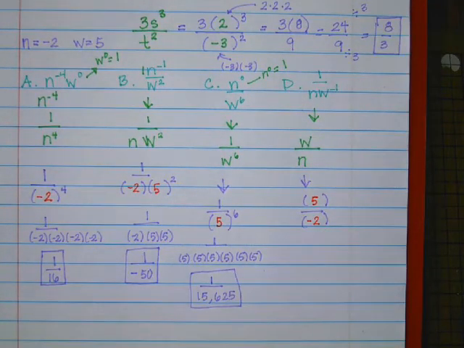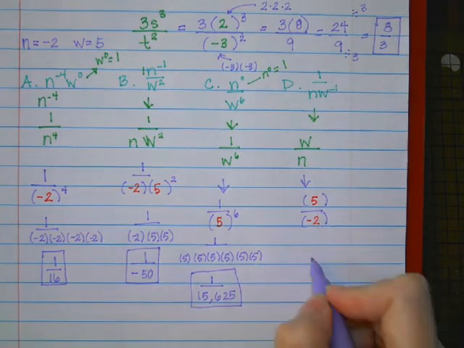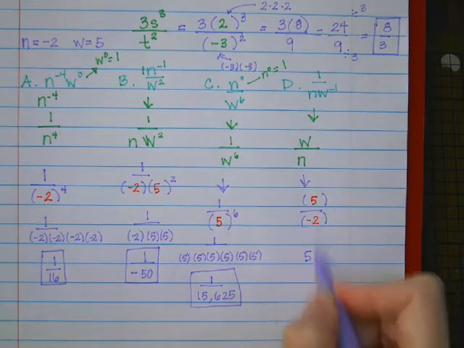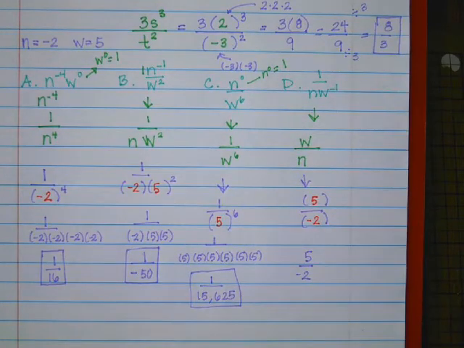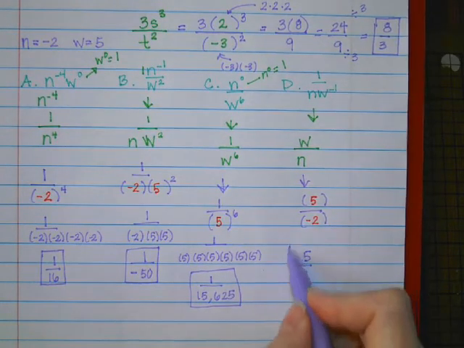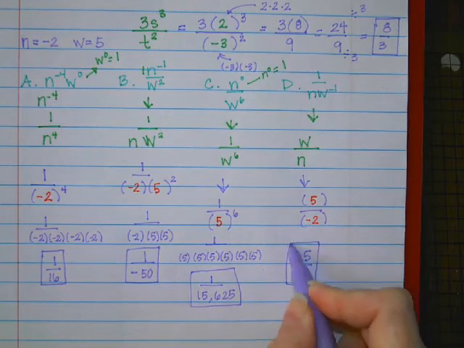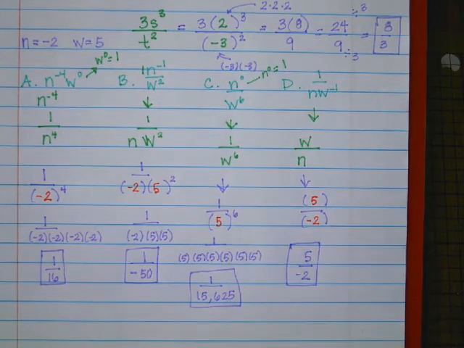So we'll go to our problem here. We can't do anything with 5. It just stays 5. We can't do anything with -2. It just stays -2. And 5 is not divisible by -2. And it can't reduce, so we just leave it. 5 over -2. We do not change it to a decimal. Just leave it as a fraction.